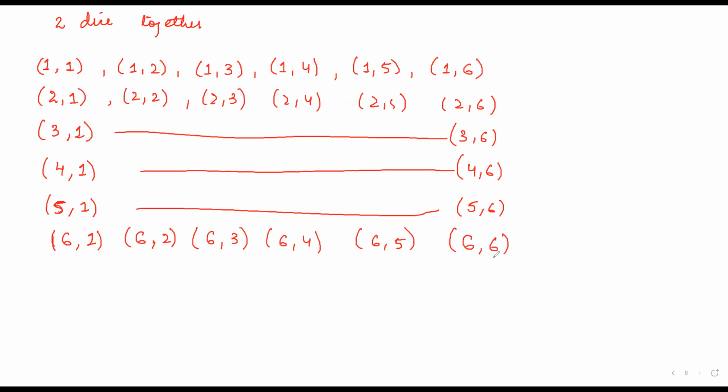How many combinations are there? This side also 6, right? And this side also 6, so 6 into 6. So there are 36 possible outcomes. Understood, Mana? Yes, ma'am. Okay.